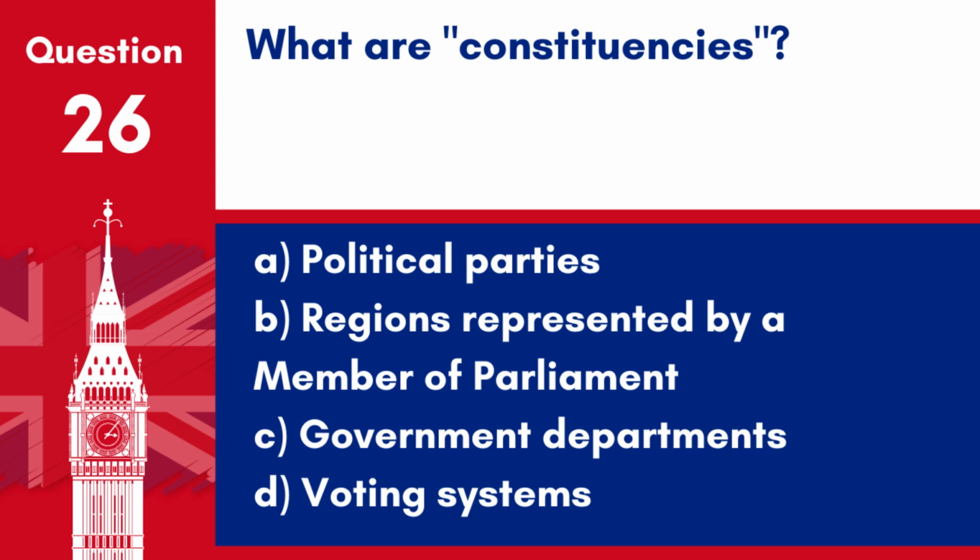Question 26. What are constituencies? A. Political parties. B. Regions represented by a Member of Parliament. C. Government departments. D. Voting systems. Answer B. Regions represented by a Member of Parliament. Constituencies are areas of the UK that elect a Member of Parliament to represent them in the House of Commons.